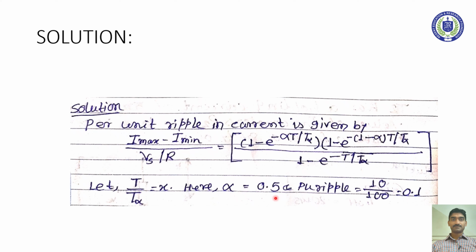The per unit ripple is 10 by 100, equal to 0.1, because it is given in the numerical that the per unit ripple in armature current is limited to 10% for a duty cycle of 50% and a chopping frequency of 1 kilohertz. So the per unit ripple is 0.1, alpha is 0.5, and T by T alpha is equal to x. These are what we have considered.